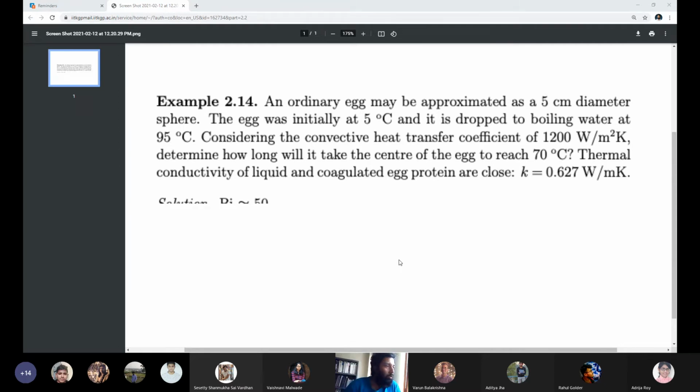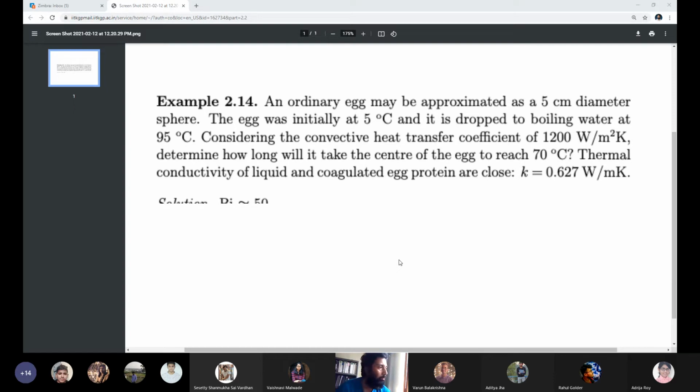Okay. So let us zero in on the plan. They have asked that an ordinary egg may be approximated as a 5 centimeter diameter sphere. The egg was initially at 5 degrees centigrade, so T0 is given, and it is dropped into boiling water at 95 degrees centigrade, so T ambient is given. Considering the convective heat transfer coefficient of 1200 watt per meter square Kelvin, determine how long it will take the center of the egg to reach 70 degrees centigrade.